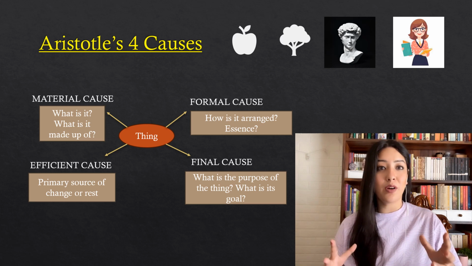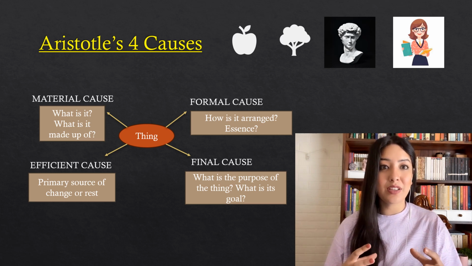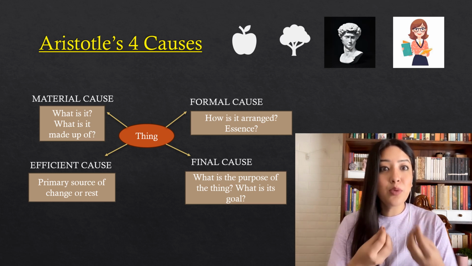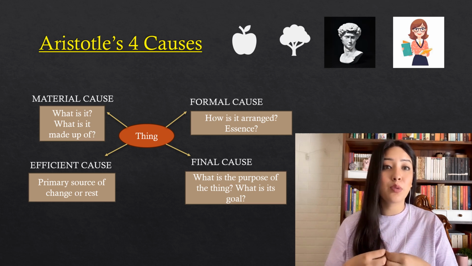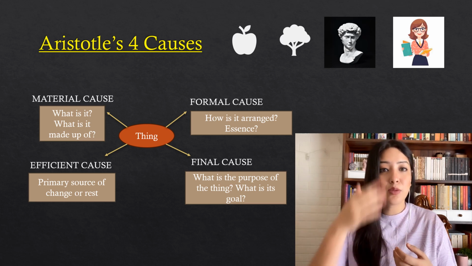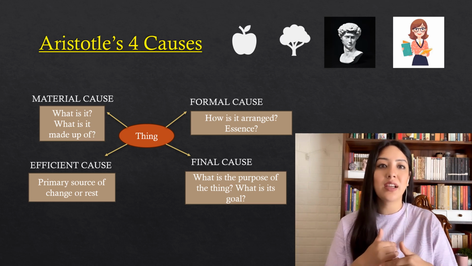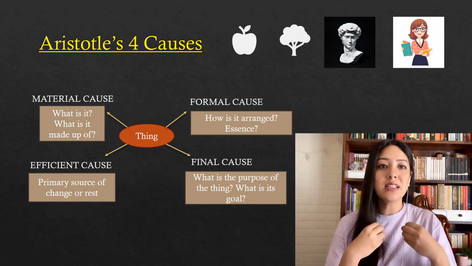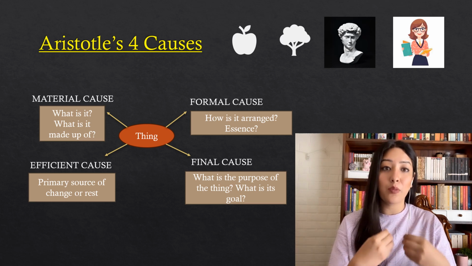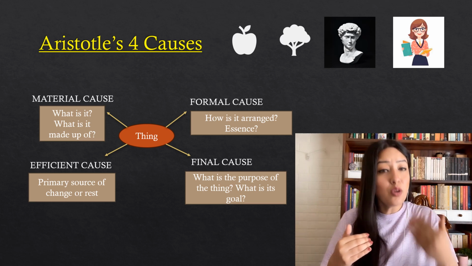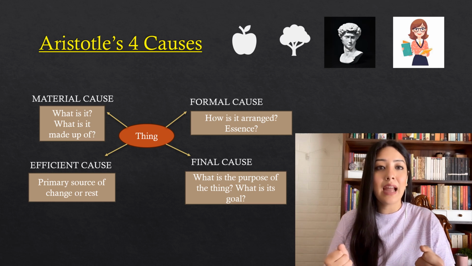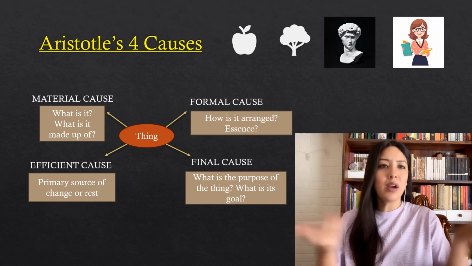So formal cause, okay, how is it arranged? Who are you? Who is a student? A student is someone who is in the learning process. It's not that the teacher is teaching him, but he's learning, right? A student is someone who's getting an education, so that he can actually pass an exam, get a job, whatever it may be.